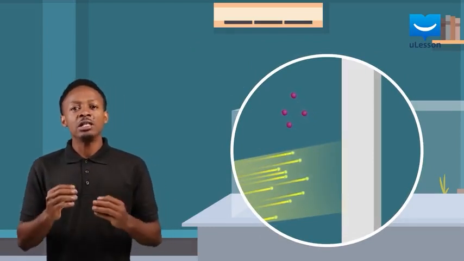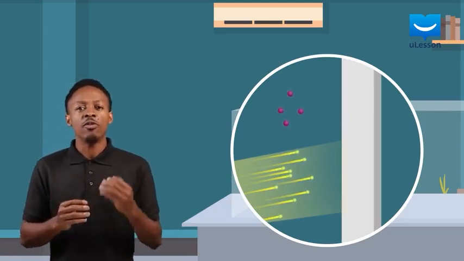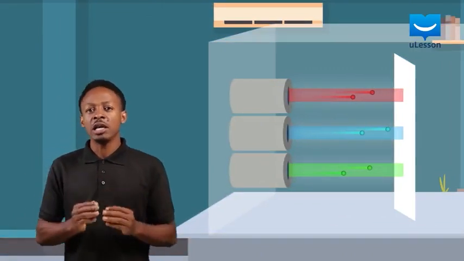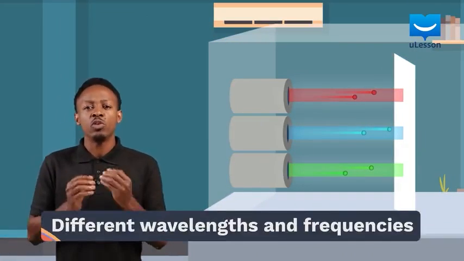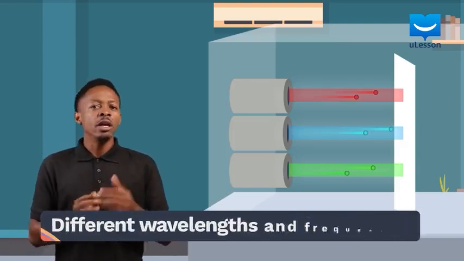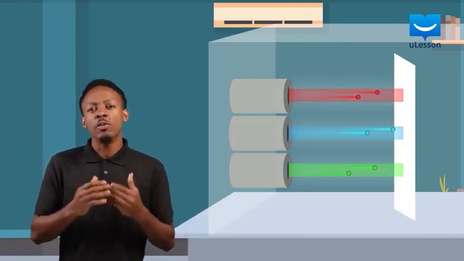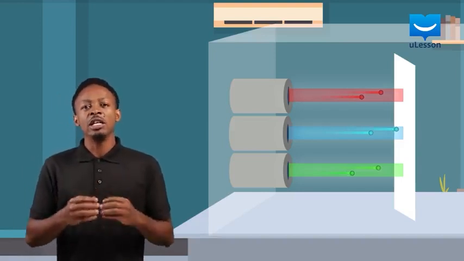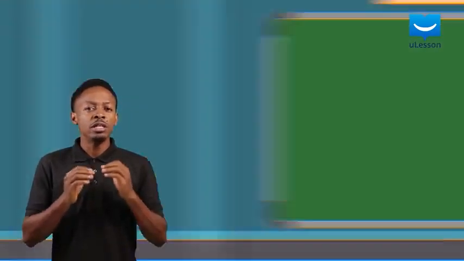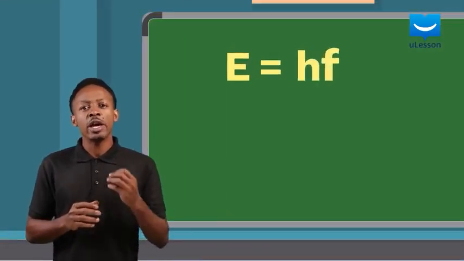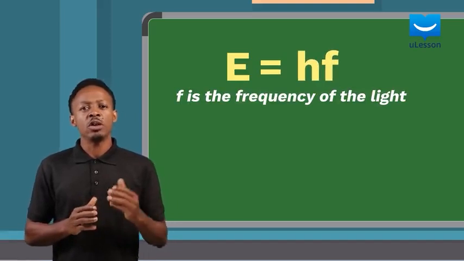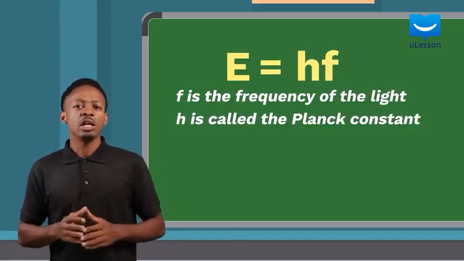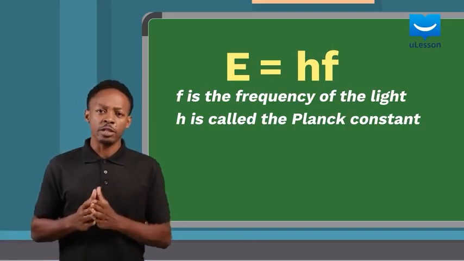He stated that light of different colors consists of photons of different wavelengths. This means the photons of green light and that of red or blue light will have different wavelengths and frequencies. He stated that electrons only absorb photons of a certain energy that was related to the frequency of the light it was produced from. This energy, E, is equal to hf, where f is the frequency of light and h is called the Planck's constant. This was introduced in our lesson on the photoelectric effect.